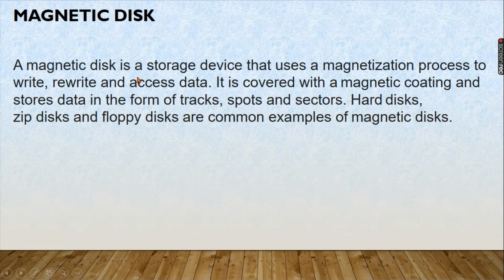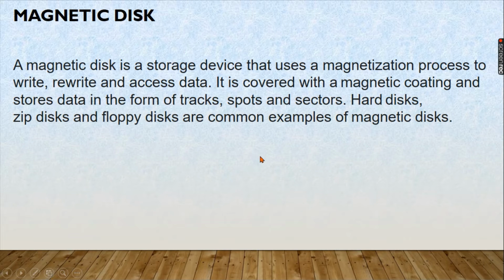Magnetic disk. A magnetic disk is a storage device that uses a magnetization process to write, rewrite and access data, meaning to read and write data. It is covered with a magnetic coating and stores data in the form of tracks, spots and sectors. The most common magnetic disk is the hard disk, which is very common. Hard disk, zip disk and floppy disk are common examples of magnetic disks. Floppy disks are obsolete now.